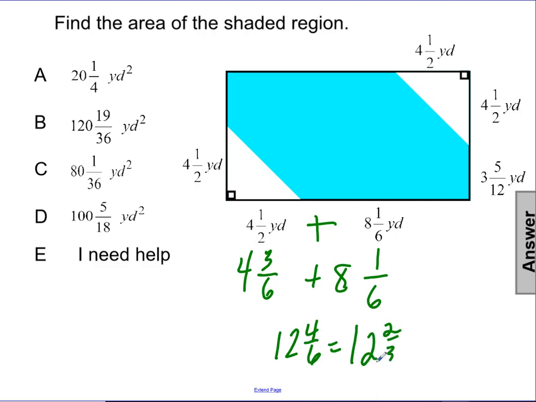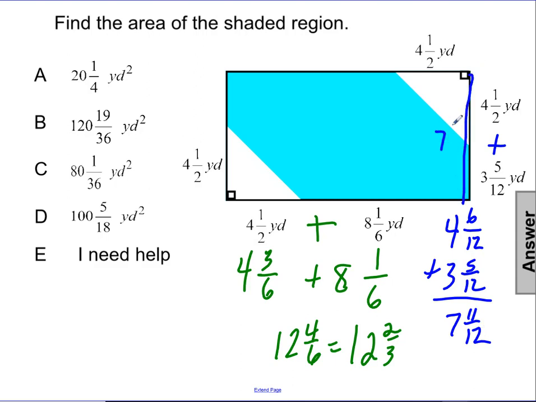and I can simplify that to 12 and 2/3. Over here on the right hand side, if I add these two together, I'll find a common denominator of 12ths. So 2 times 6 would give me 12, so then I have to do 1 times 6. And my answer here is 7 and 11/12. So here is 7 and 11/12. And my length here across the bottom is 12 and 2/3.